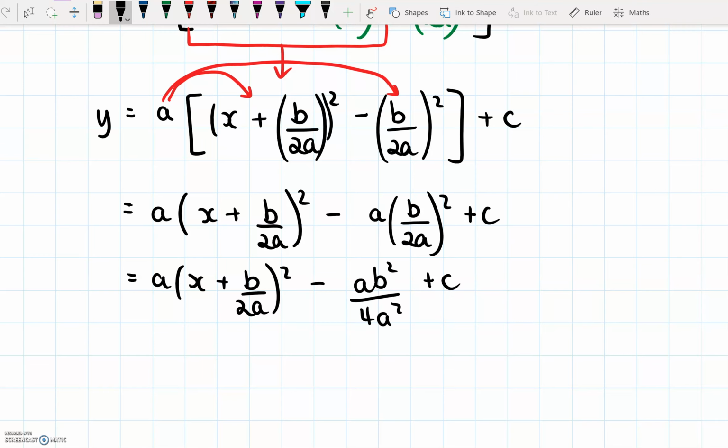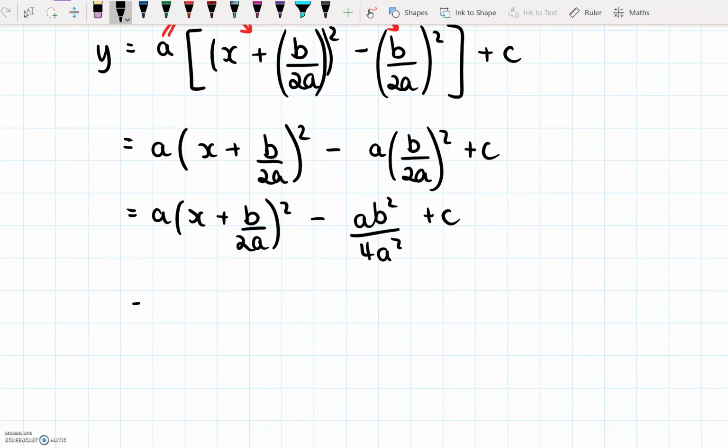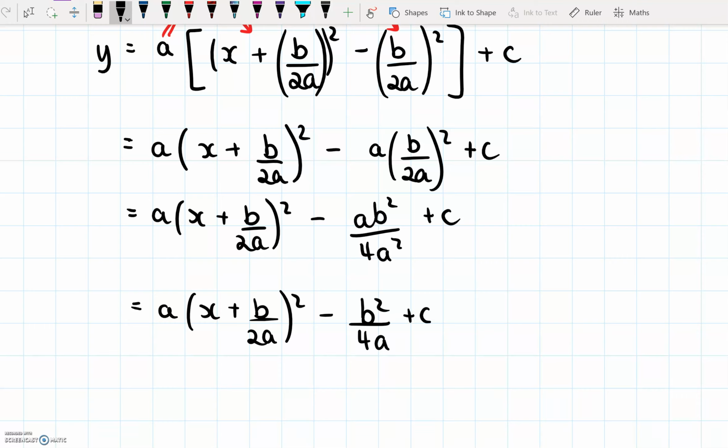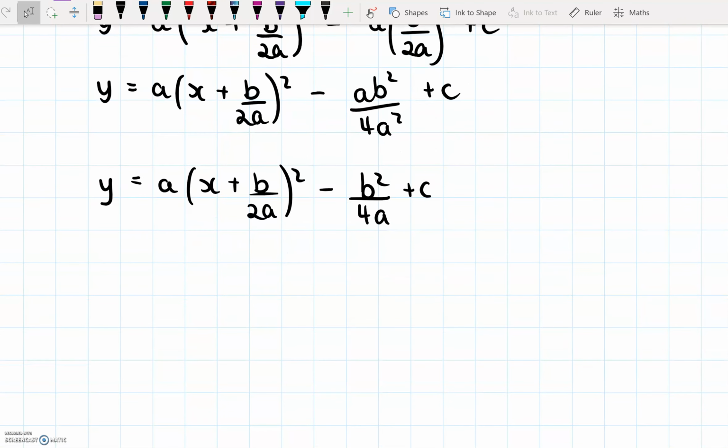All right, and just to tidy it up, even though it doesn't matter at this point, a times x plus b over 2a squared minus, one of those a's can cancel out, so b squared over 4a plus c. Okay, and this is what we get for our equation in vertex form. Okay, and you'll remember that vertex form is y equals a times x minus p squared plus q.